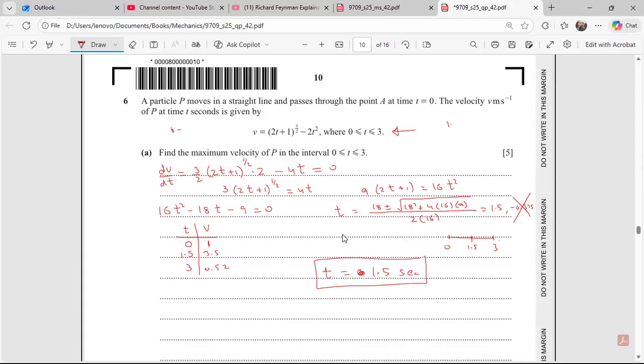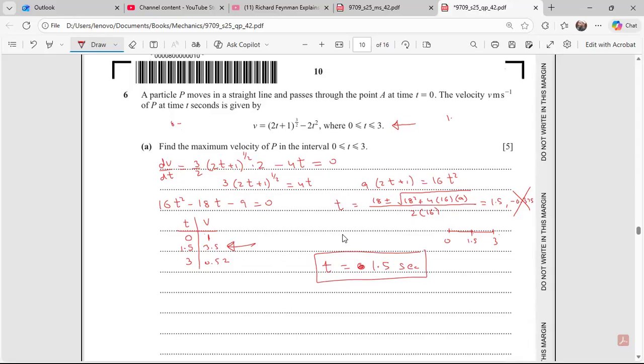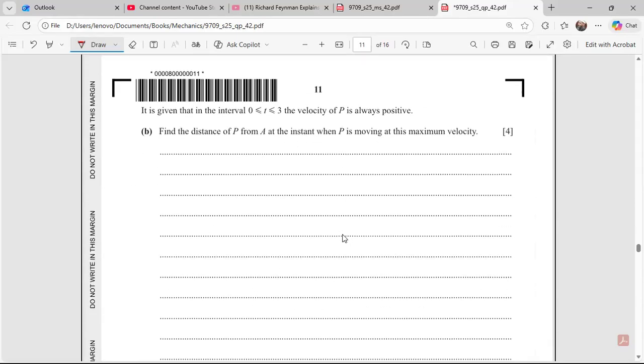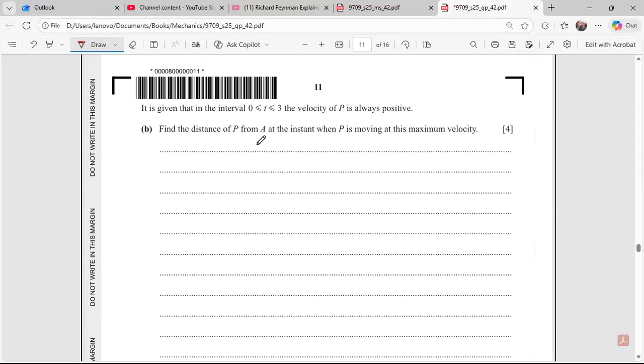Okay, and then find the maximum velocity of P in the interval. So at this time, this velocity is maximum and that velocity is 3.5. So this is our part A. Now in part B, we are told to find the distance of P from A at the instant when it has a maximum velocity. So that means we need to find the distance between time 0 to 1.5. In this time, how much distance it has traveled.